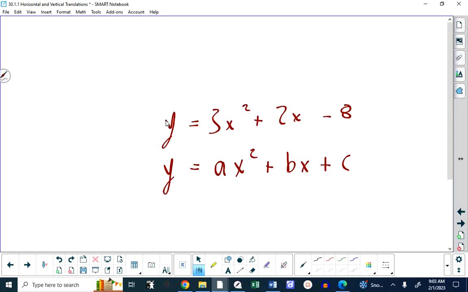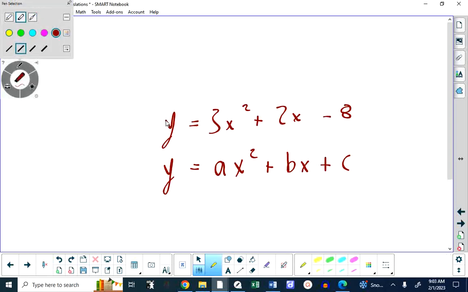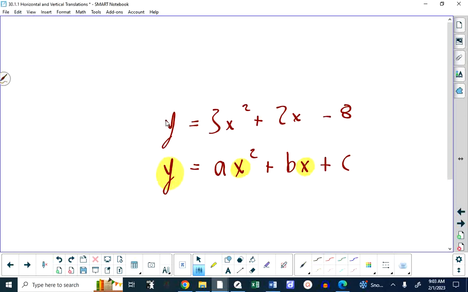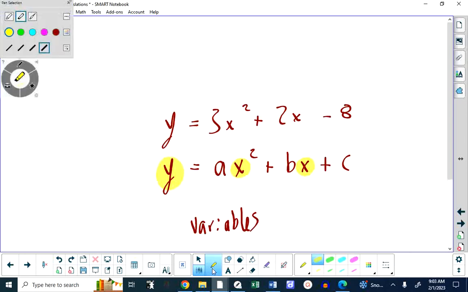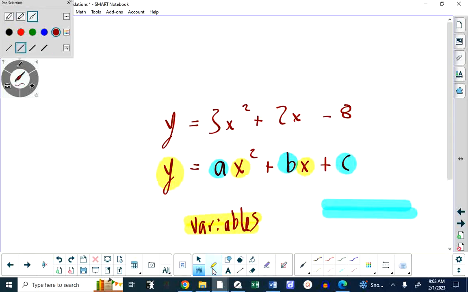And as we delve deeper and deeper into the course, you need to appreciate that the things I'm about to highlight in yellow are what we call variables. They're things that you put different numbers in for x and get a resulting number for y. However, those are variables. However, these are parameters.